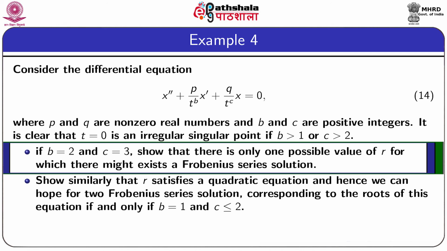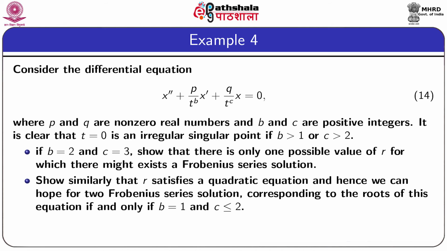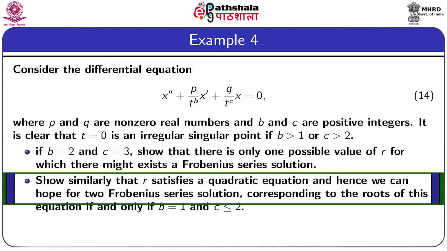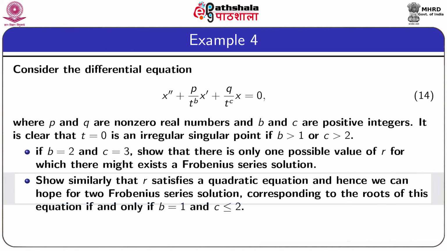If b equal to 2 and c equal to 3, then we have to show that there is only one possible value of r for which there might exist a Frobenius series solution. Similarly, you have to show that r satisfies a quadratic equation, and hence we can hope for two Frobenius series solutions corresponding to the roots of this equation if and only if b is equal to 1 and c is less or equal to 2.